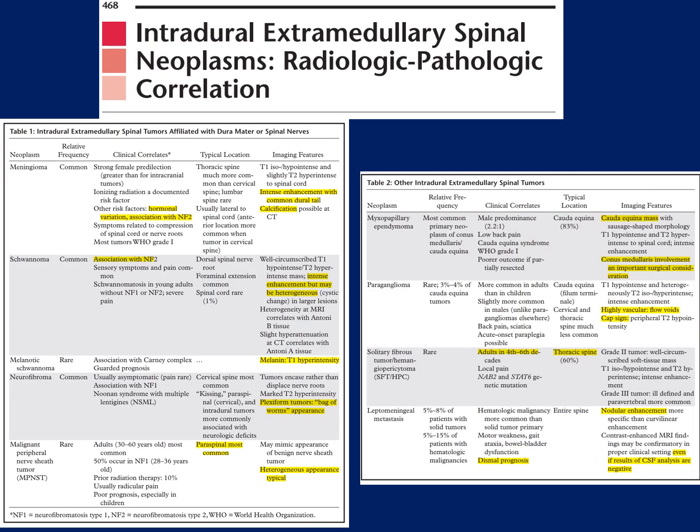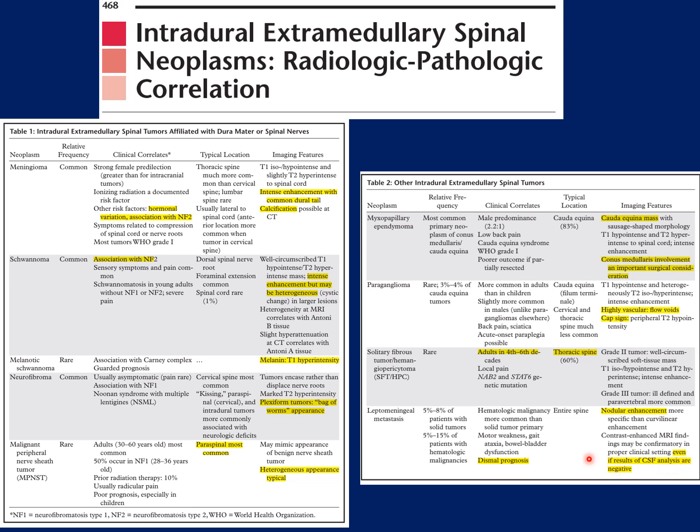So to summarize the other intradural extramedullary spinal cord lesions, we have seen meningioma, schwannoma, neurofibroma, malignant peripheral nerve sheath tumor, leptomeningeal metastasis, solitary fibrous tumor, and myxopapillary ependymoma. Whenever we see these extensive intradural extramedullary nodular lesions, as in this patient in the cervical and lumbar spinal cord, leptomeningeal metastasis is one thing that we have to look for, because it shows typical nodular enhancement, and leptomeningeal metastasis sometimes will be picked up in MRI even if the CSF analysis is negative.